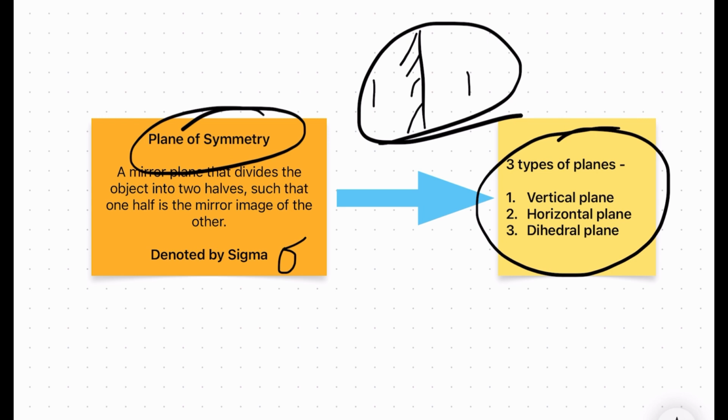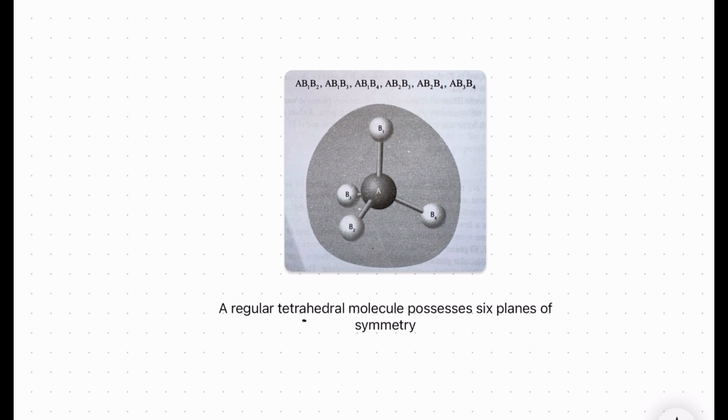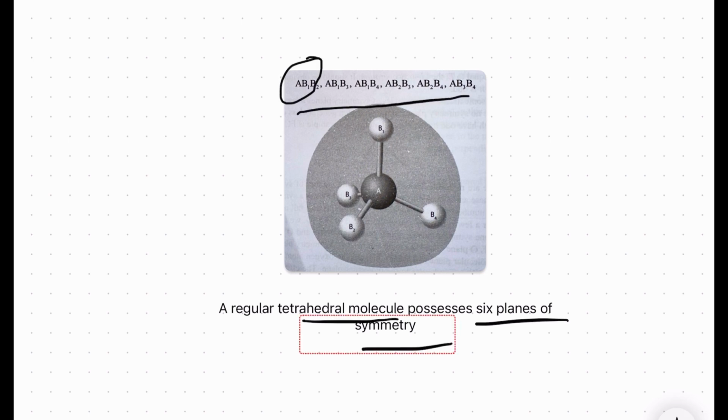3 types of planes are there: vertical plane, horizontal plane, and dihedral plane. So you can see it is a tetrahedral molecule, and typically a regular tetrahedral molecule possesses 6 planes of symmetry. These are the planes of symmetry given. So first one we have A, B1, B2. You can see this is the plane that they are talking about. Through this plane, this molecule is equally divided and becomes mirror images. Similarly, for the other given planes also, when you draw them, you can see that it becomes mirror image.